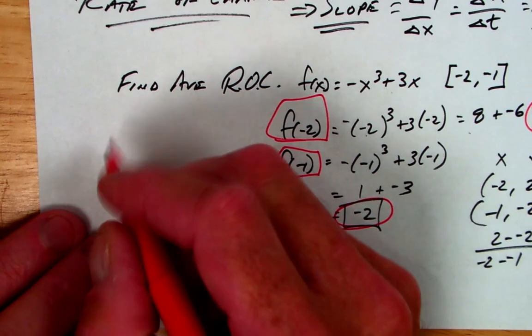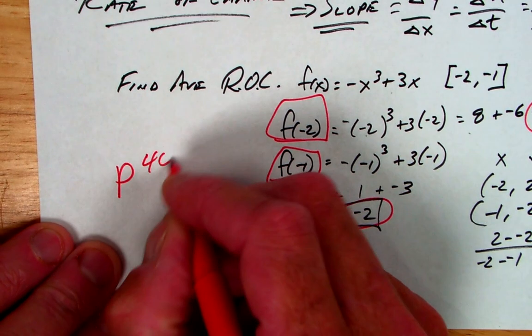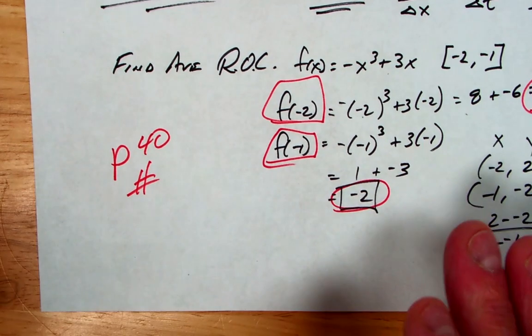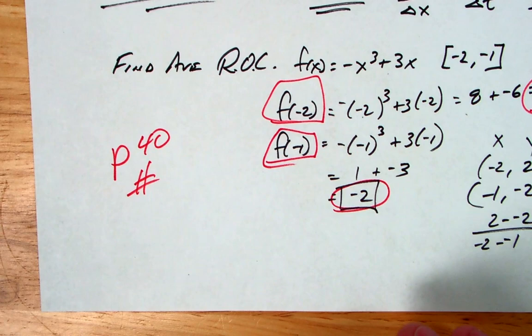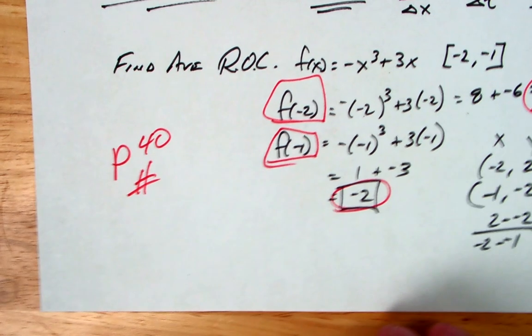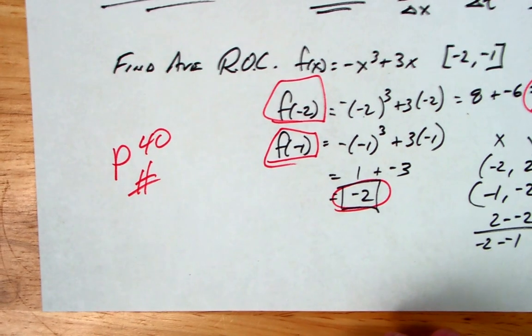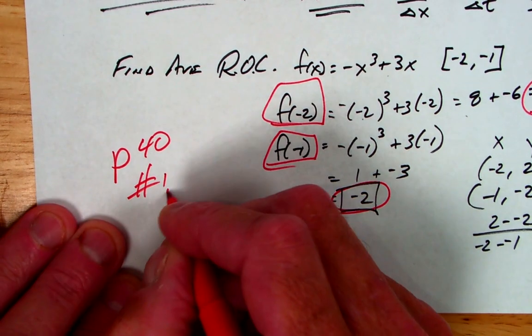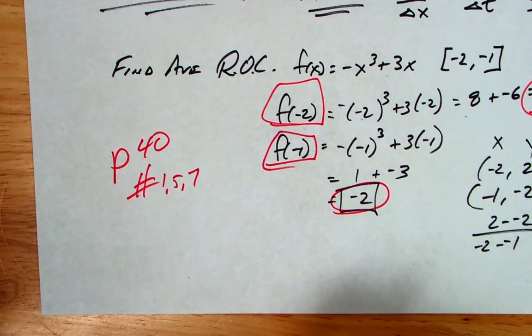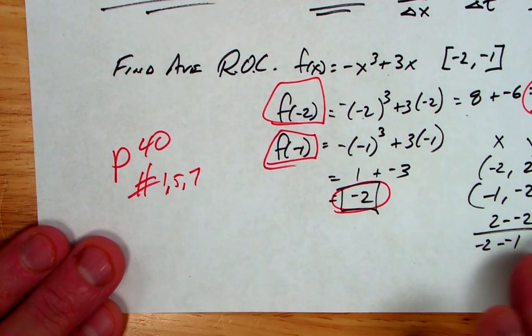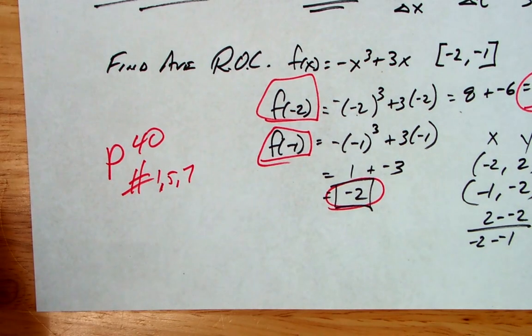Okay, page 40, numbers 1, 5, 7. Get started on that. I'll spend a little bit more time on this.